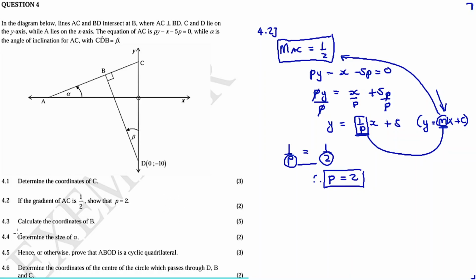Now they want us to calculate the coordinates of B, which is the point of intersection. The point of intersection. Alright, 4.3. They want us to calculate the coordinates of B, which is the point of intersection.